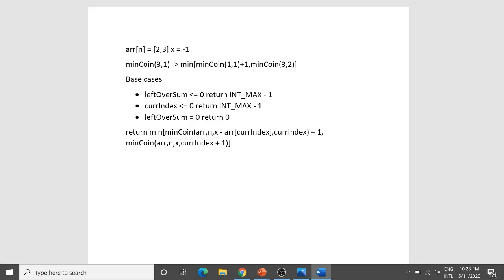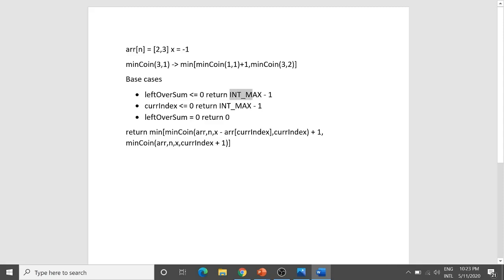If you need something negative as an output, you need to have some kind of negative denominations with you, but that is not even possible. You cannot have negative denominations. Hence, even if you have an infinite supply of these denominations, I can never make minus 1 over here. Hence I would be returning minus 1, and this is that base case.